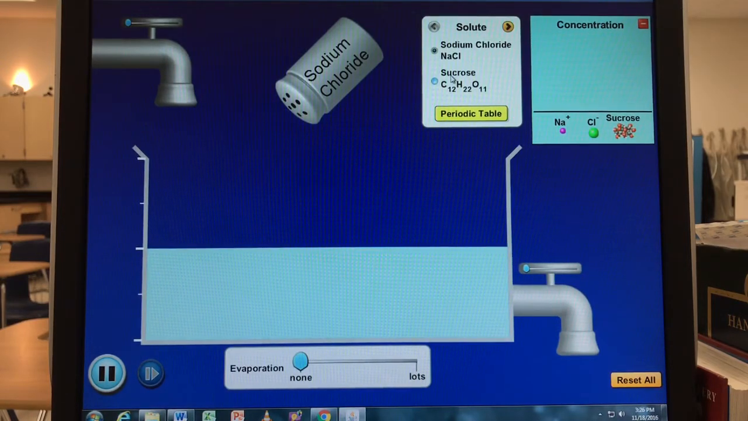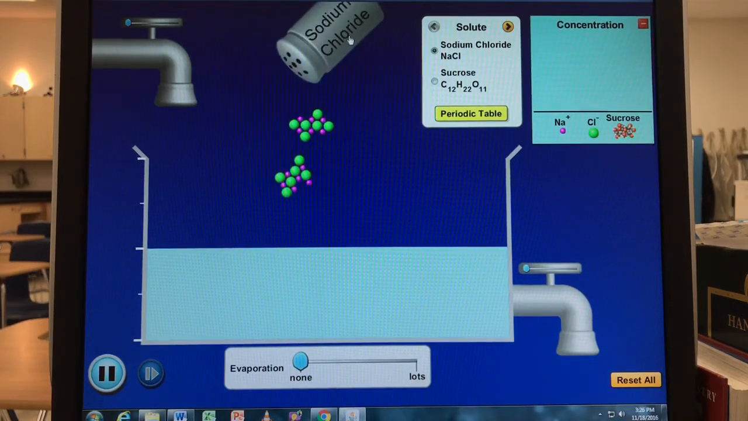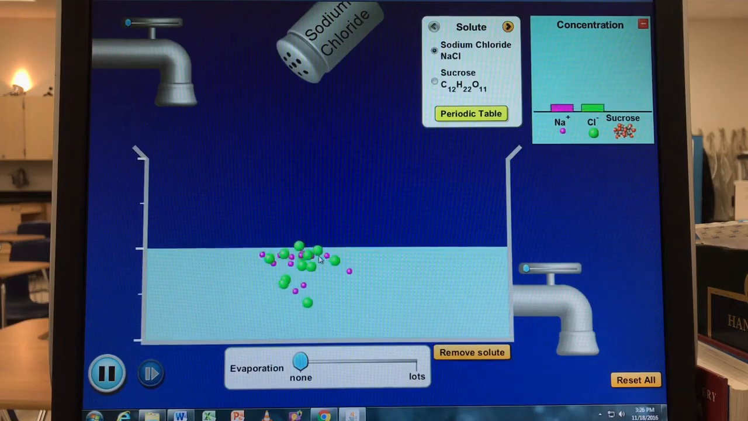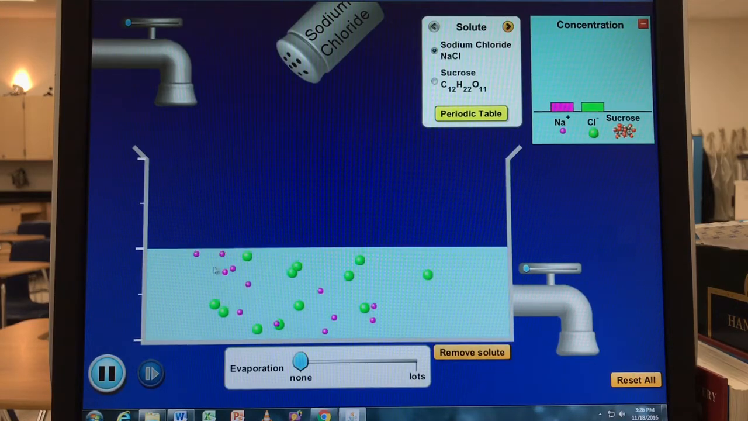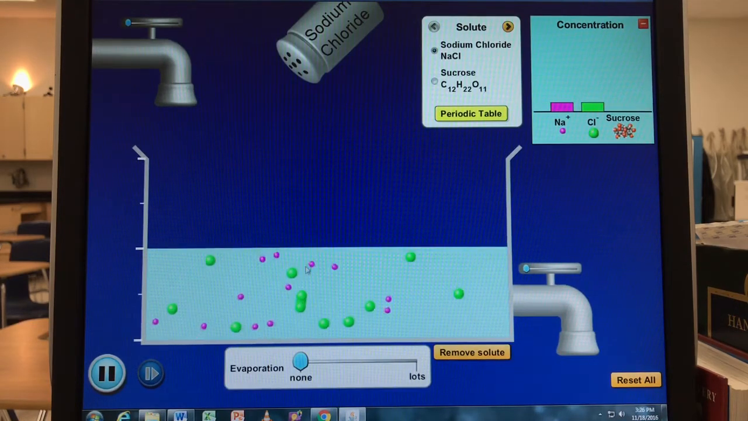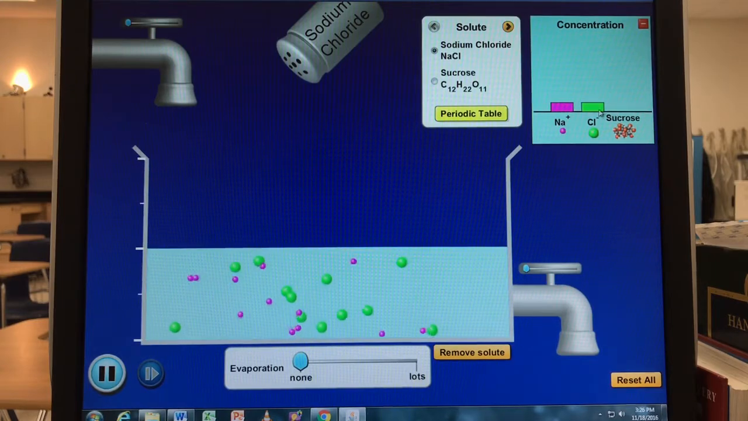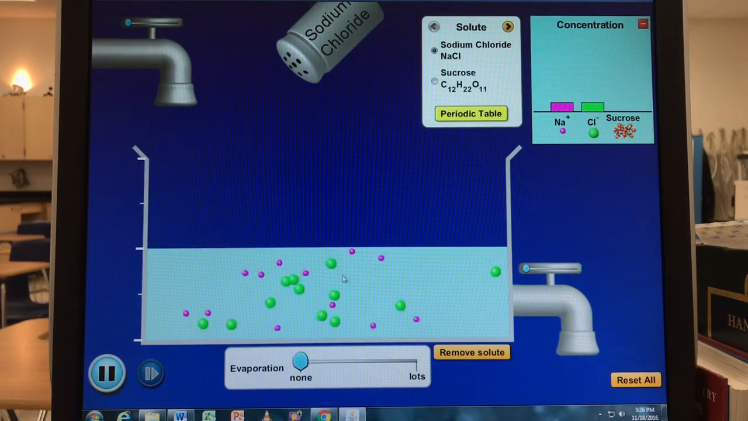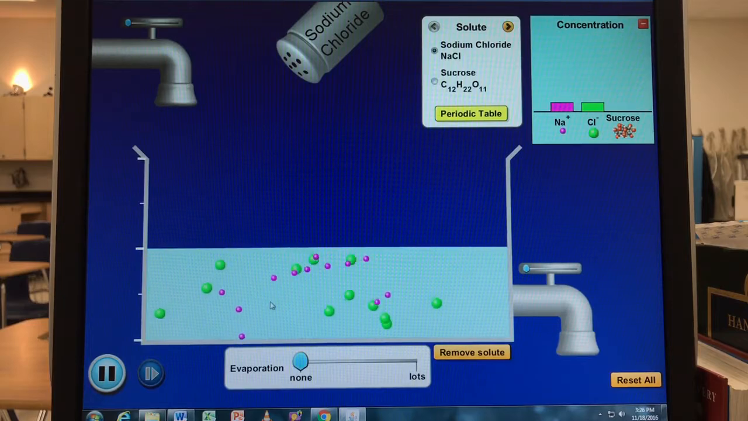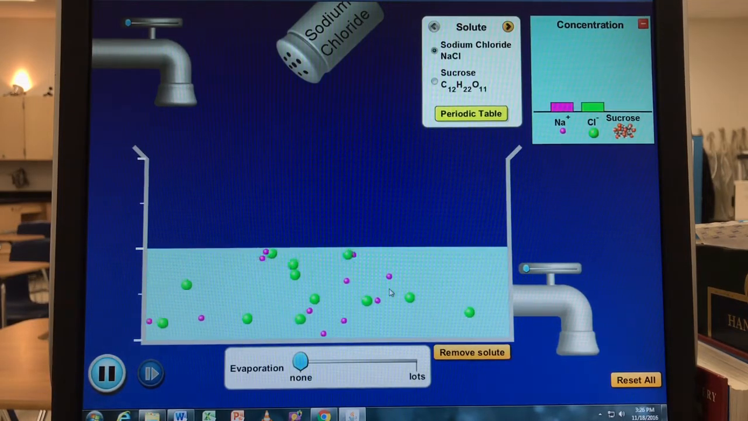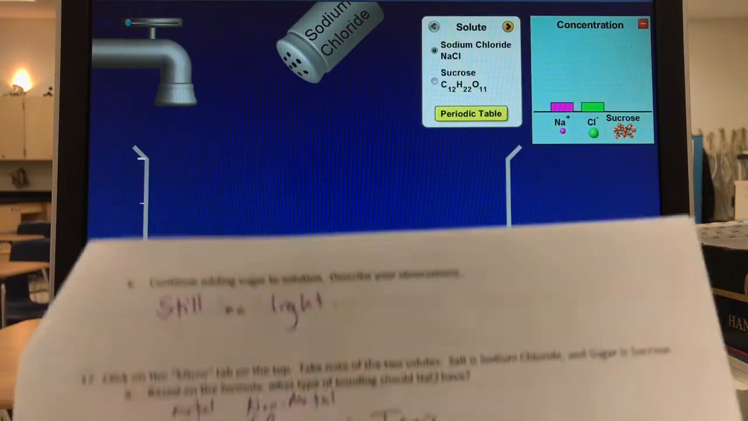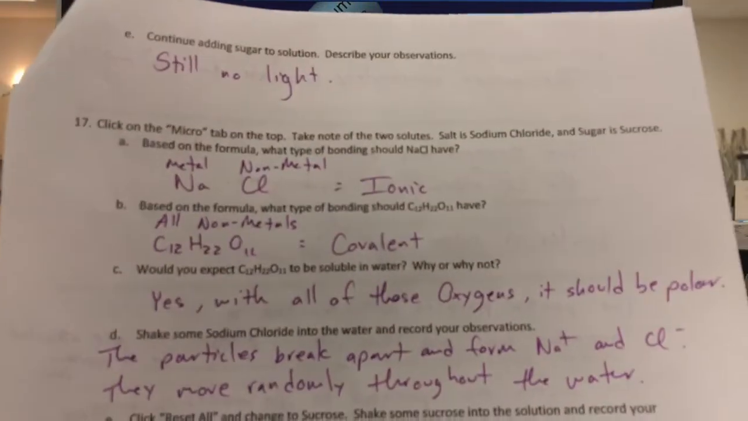Okay, so shake some sodium chloride into water and record your observations. So now we can see the actual particles. When we shake the particles in there, what do we see? The sodiums, which are the pink ones, and the chlorines are no longer together. They are separate. So the particles break apart and form Na plus and Cl minus, and then they move randomly throughout the water. That is an important thing to note.